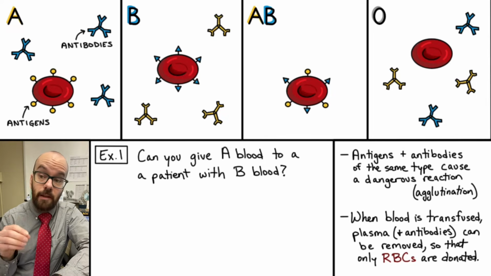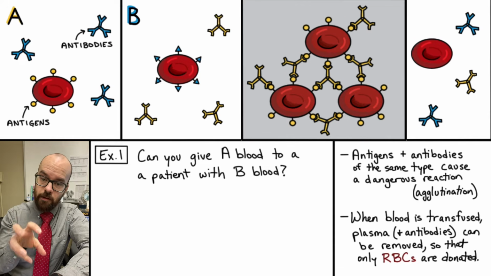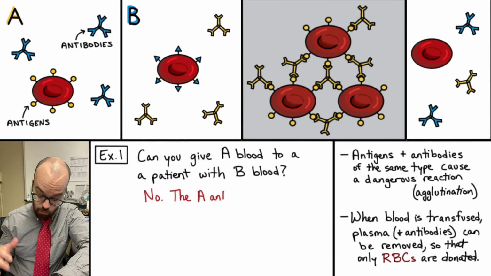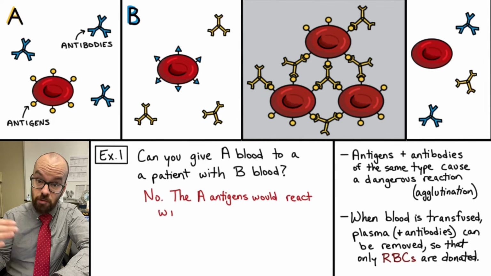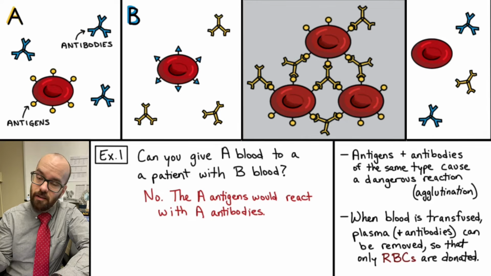So what would happen in the person's blood? Well, this picture that I already showed you of agglutination was this example actually. A antibodies reacting with the A antigens on the blood cells, causing them to clump up together in that agglutination reaction. So the answer here is no, we can't give type A blood to a patient with B blood. The A antigens would react with the A antibodies, and that would be bad.